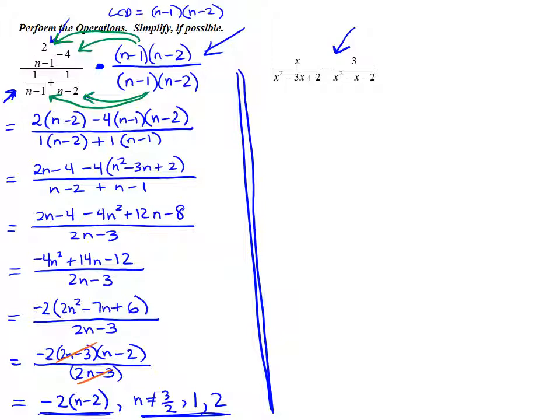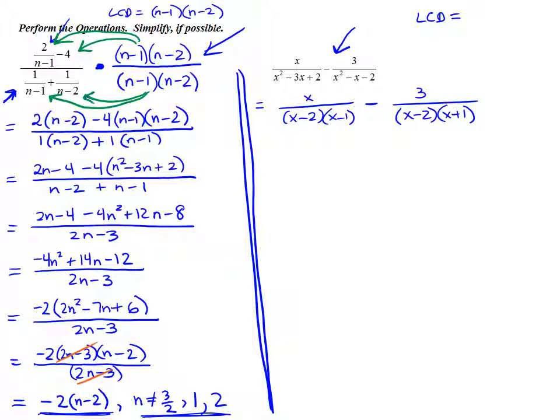In the last problem on the page, we have a subtraction. Definitely different denominators here, so to add or subtract, we need those denominators to be the same. Let's start by factoring them and seeing what we've got. So my first denominator, x squared minus 3x plus 2, factors to x minus 2 times x minus 1. My second denominator, x squared minus x minus 2, factors to x minus 2 times x plus 1. So notice both of these denominators had an x minus 2 in it.